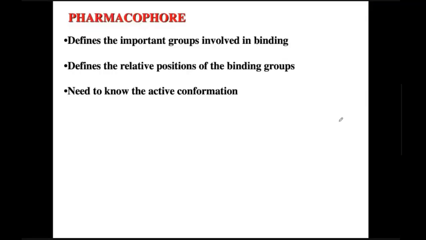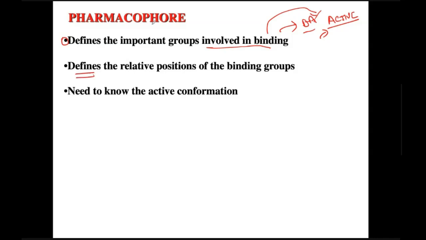So in simple words, we can say that the pharmacophore elements basically define the important groups involved in binding. We know that the functional groups which are participating in binding are related to the biological activity. Okay, so we say that as the actives, the functional groups which are interacting with the active site of the protein molecule, or which are important for the binding of the drug molecule to the binding pocket of the protein molecule. So there is a connection between the binding and the biological activity.